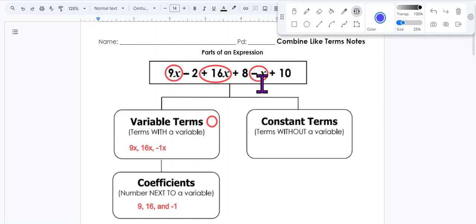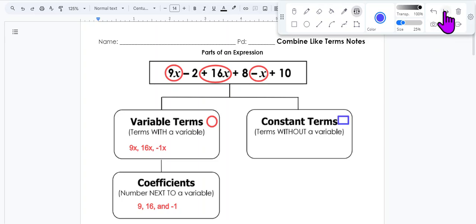Right here where it says negative x, it didn't have a 1 there. I wrote the 1 there just to help remind me that when there's nothing there and it's just a negative sign, it really means negative 1. My coefficients are numbers that are next to the variable. Coefficients are numbers that are being multiplied to the variable. So my coefficients would be 9, 16, and negative 1. The 16 and the 9 are positive because I look at the sign in front, remember?